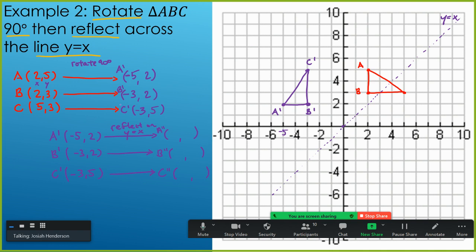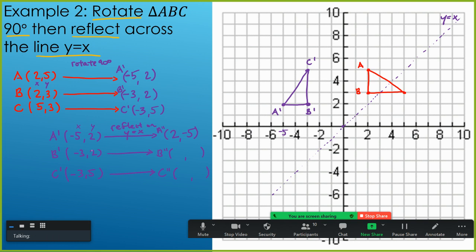Nobody. Look at what we have so far for A prime. We did our rotation from the red triangle to the purple. And where's the new A prime? It's at negative 5, 2. Our notes say to do this reflection across this line, y equals x, we simply swap whatever we have for x and y. So if I swap those, we have 2, comma, negative 5.